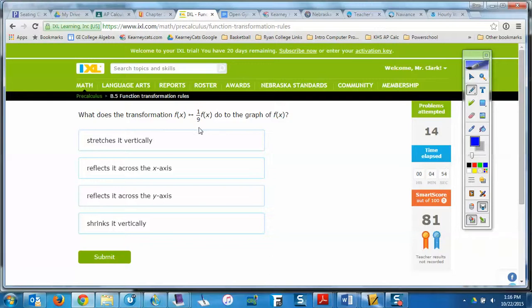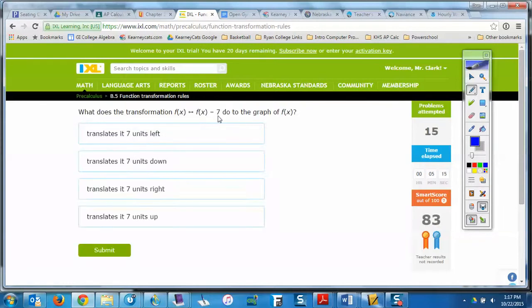Vertical shrink. 1/9. Now again, that'd be by a factor of 9. So a vertical shrink with a 1/9 would be, you have 9, now that's at 1. Right? So it'd be by a factor of 9, or multiply by 1/9, I guess you might say. Okay, so that's a shrink vertically. Down 7, throwing these easy ones here.